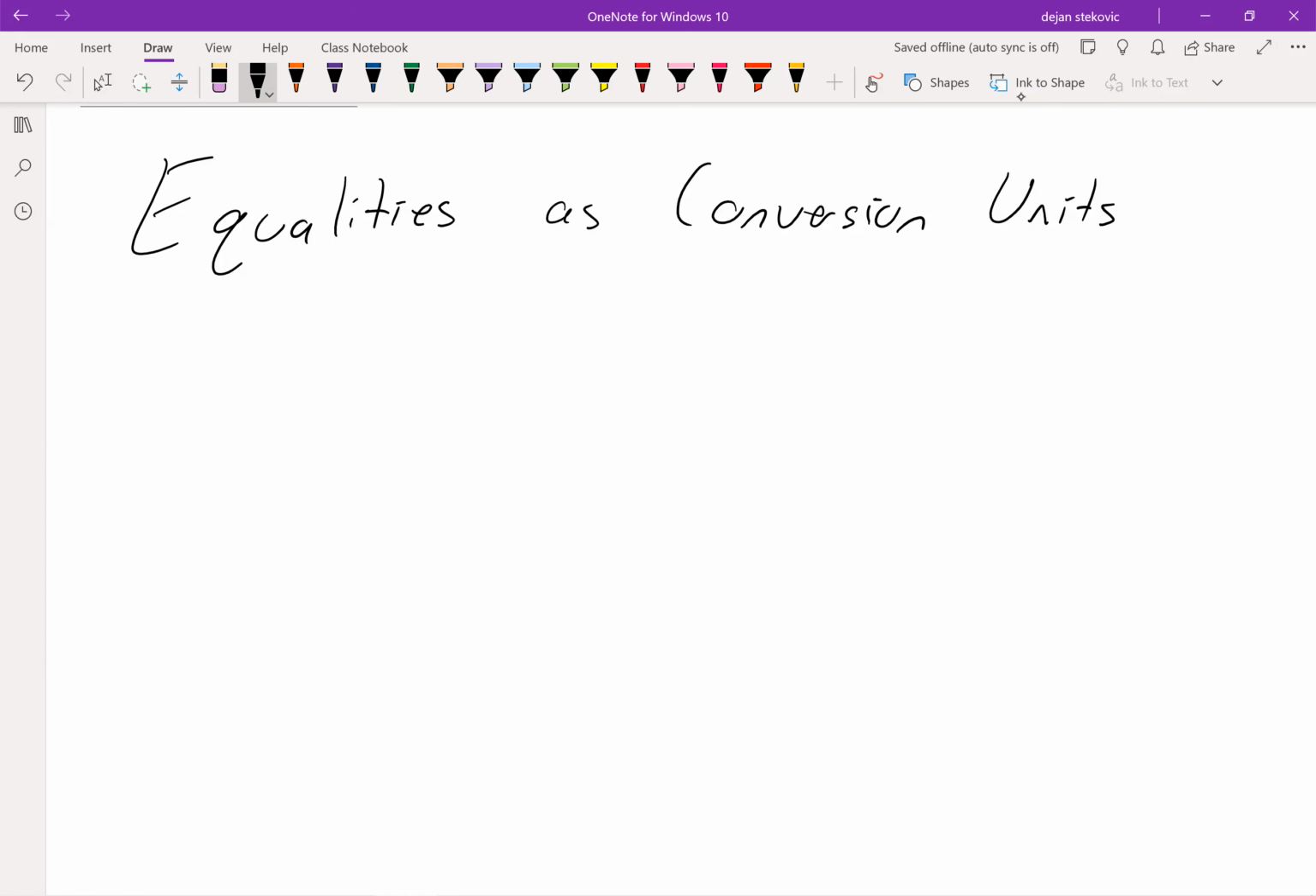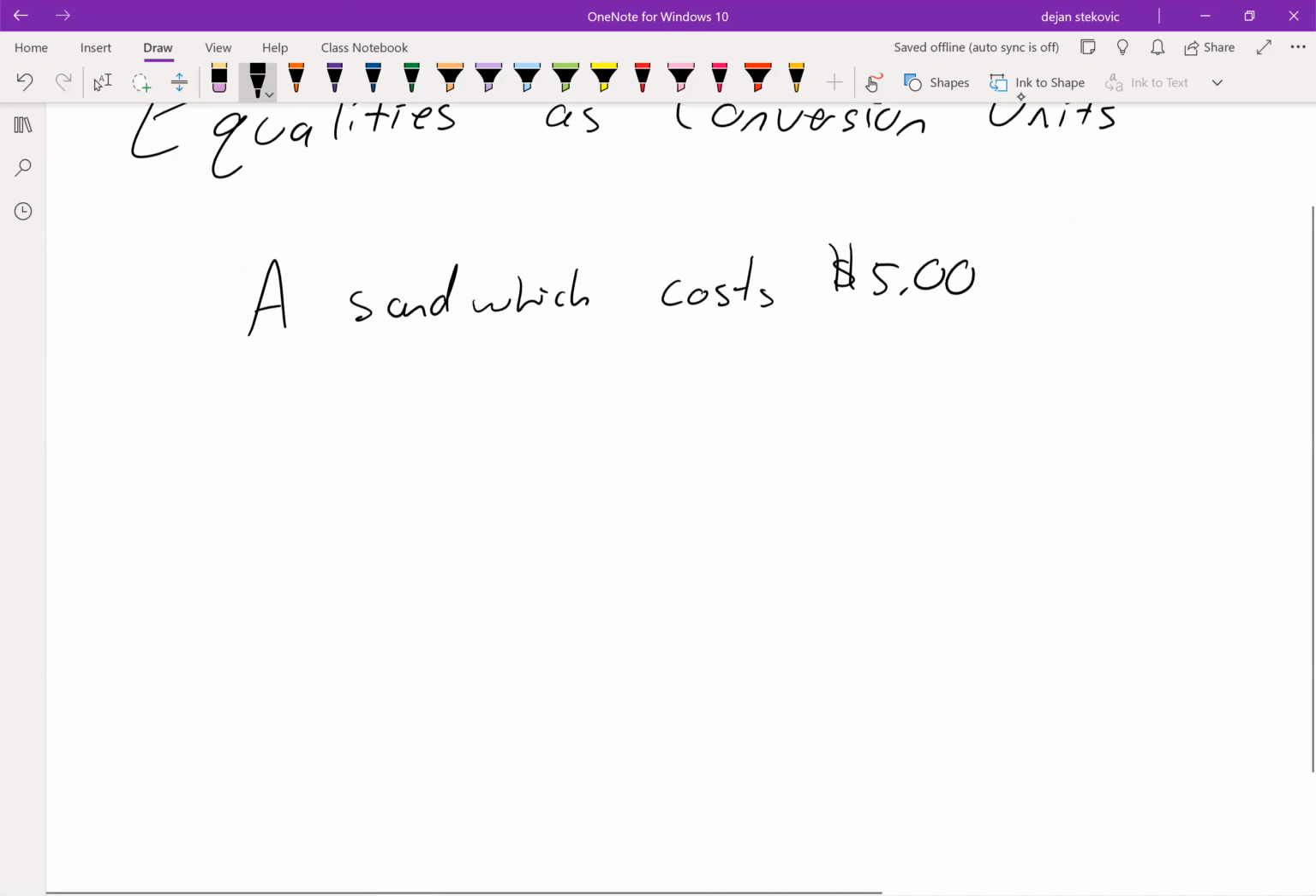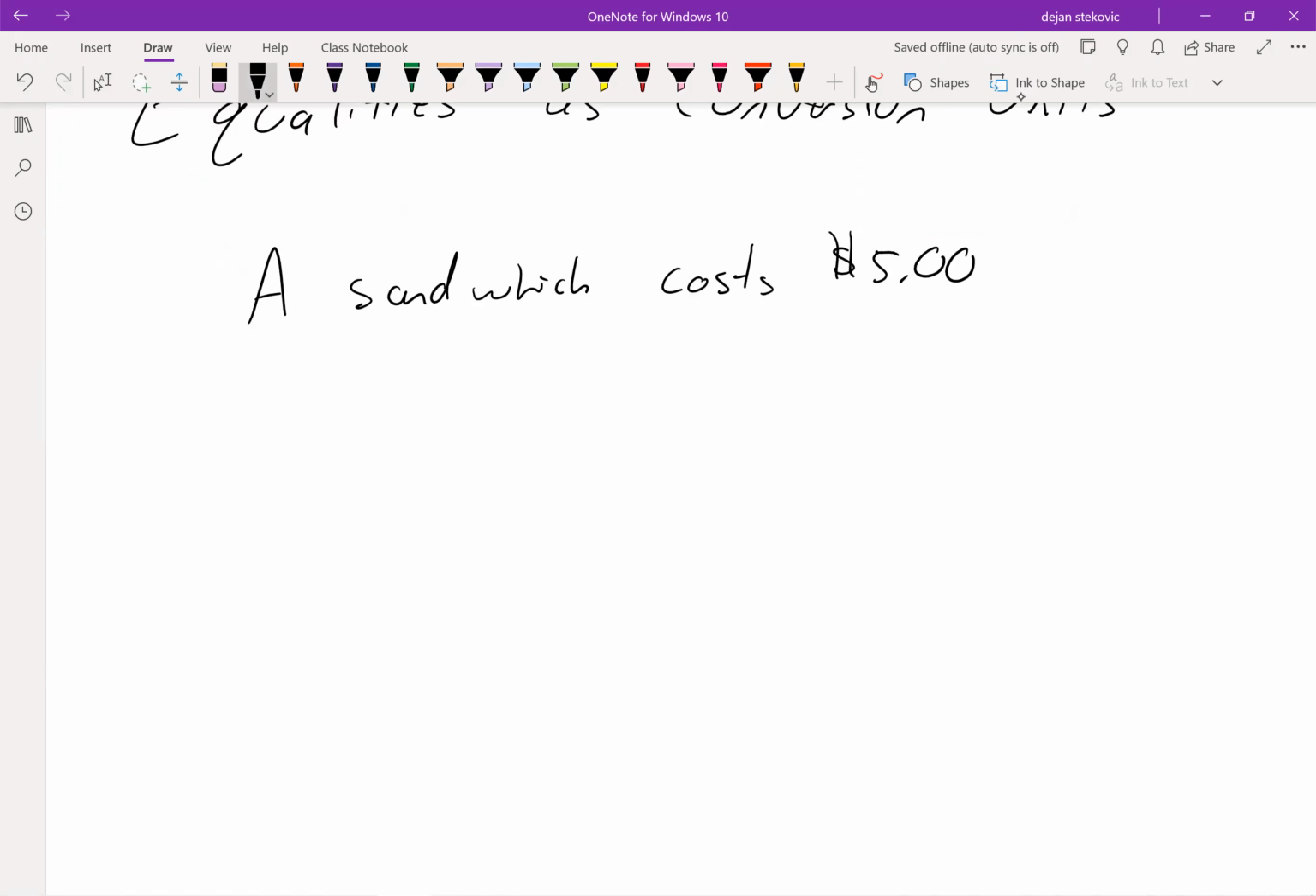So for example, there's a bunch of easier questions that you can do, and all the harder questions are just going to be the same as the easier questions. They'll just look a little bit more wordy. So for example, you could say a sandwich costs $5. Sandwich is going to cost $5. And there are different ways that we can write out this sentence to use as conversion units.